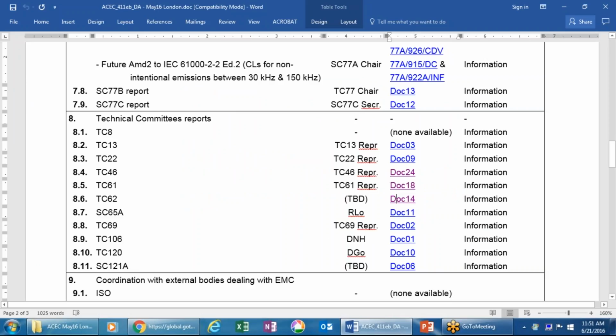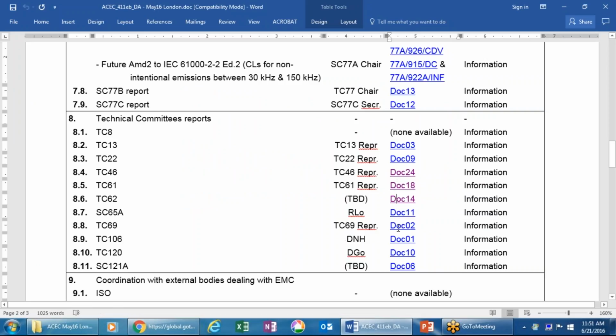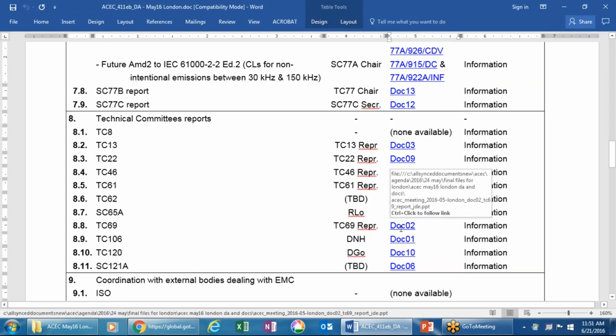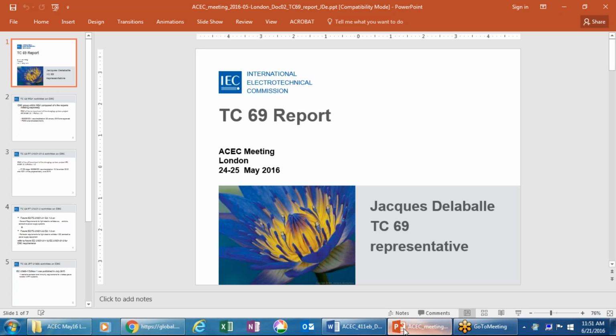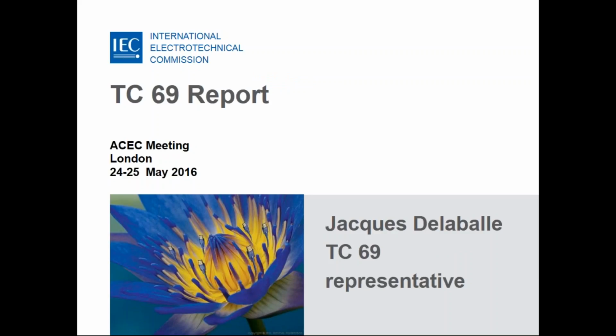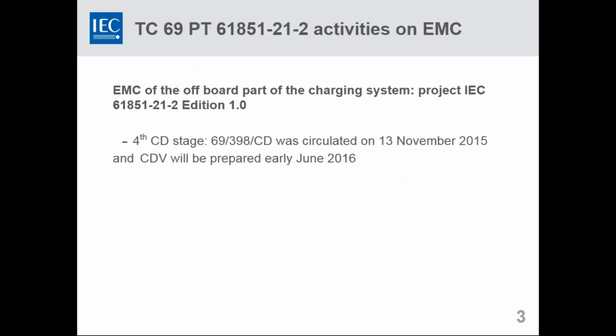And let's do 69. That's electric vehicles. And that's document 2. And the big issue here, as you might imagine, is charging on board the vehicle or charging at a charge station, because the requirements are different. So I'm just going to scroll through here. So here's the one off-board. Off-board means it's a charging station.